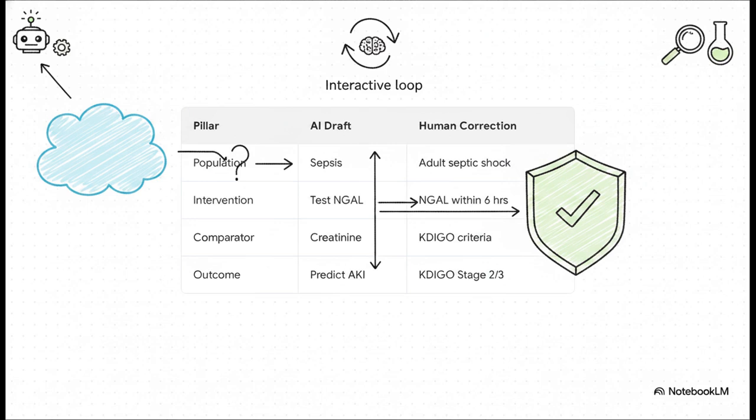Let's say an AI drafts a PICO matrix for you. It might generate something way too loose, like sepsis patients and test NGAL. No, the human investigator has to step in and correct that with strict clinical rigor. You have to explicitly define things like adult septic shock patients, testing the renal biomarker urinary NGAL within 6 hours, and classifying outcomes by strict KDIGO criteria. AI is an interactive loop, guys. It creates the blueprint, sure, but you have to inject the clinical rigor.